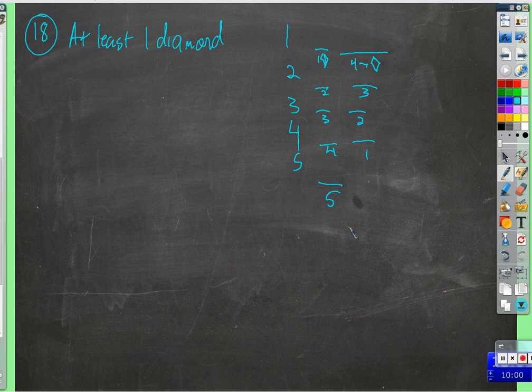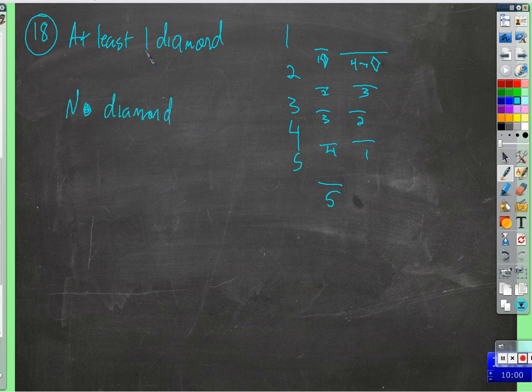So there's this idea of the complement. The complement to at least one diamond, which means one diamond or more, all the way up to all diamonds, would be no diamonds. And if you think about it, this encompasses all the possibilities.